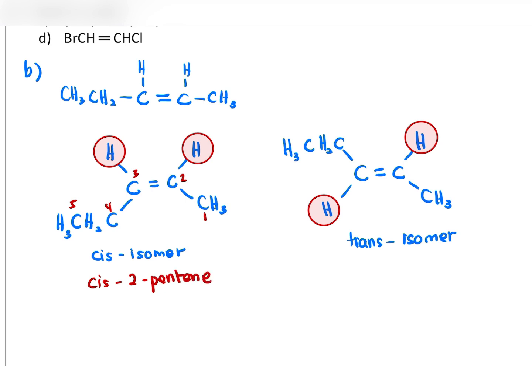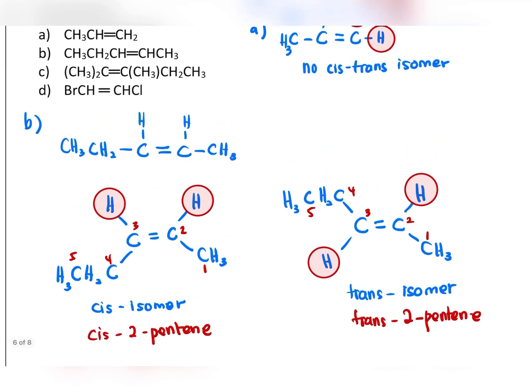Okay, and for this one, same also 1, 2, 3, 4, 5. Okay, so only this one becomes trans-2-pentene. Okay, so the word cis and trans, we will put at the front of the name. Okay, so that is how we should draw cis-trans isomer.